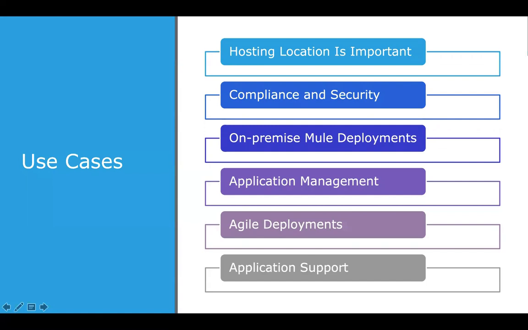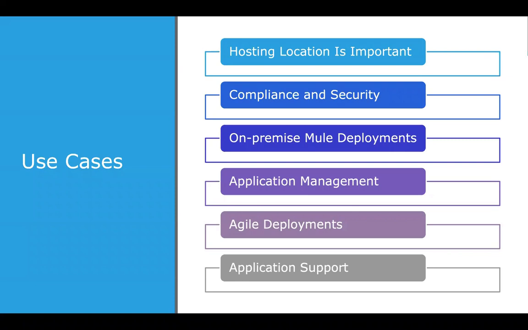So as with anything, it's very important to look at use cases. And so you want to take a step back with Runtime Fabric and make sure that it fits your organization. And that's why we're going to talk about use cases for Runtime Fabric. The number one use case that I see is when hosting location is important. Runtime Fabric could be a great option for you. Runtime Fabric would allow you to host your applications where your data resides to power your internal processes or applications or systems, but still get some of those great features and benefits of deployment that's very similar to the cloud.